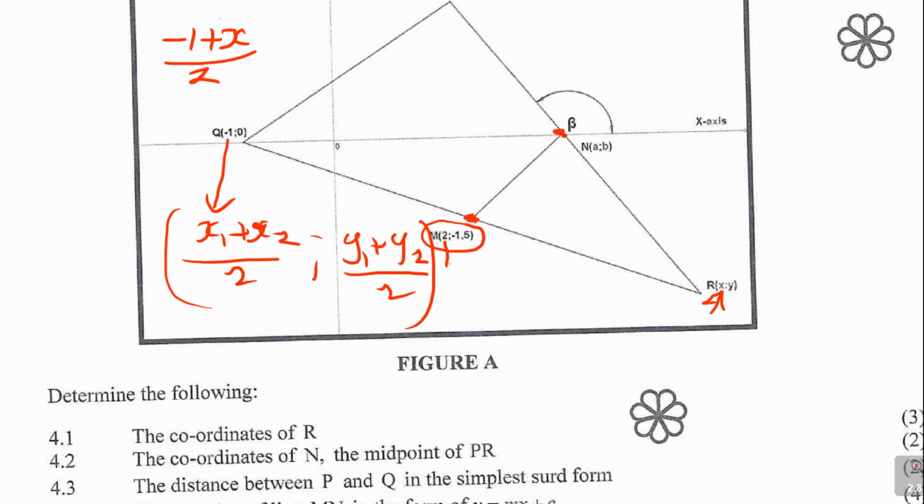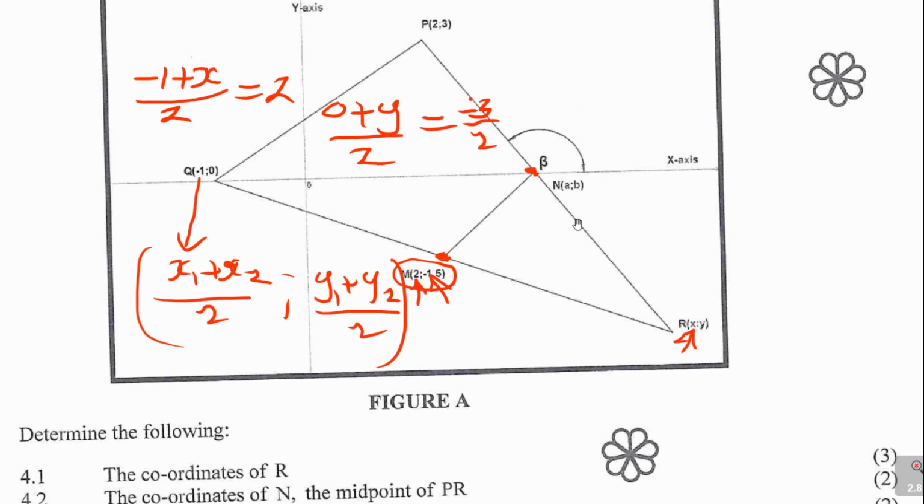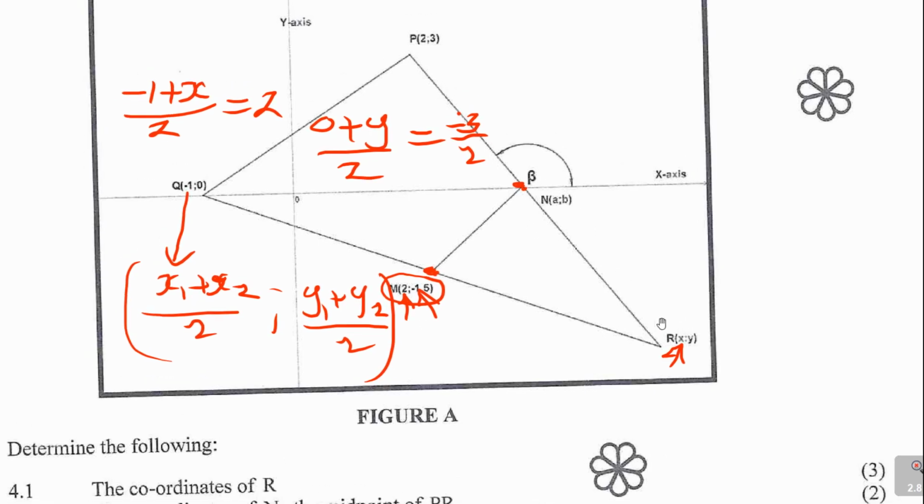We know what is the X value. They told us the midpoint there is equal to 2. Then you solve for X. And then the second one, for Y, Y1, it's 0 plus Y2 is Y over 2. And then the Y coordinate there is negative 1,5, which is negative 3 over 2. Then you solve for X and Y there. And then the coordinates of N, the midpoint of PR, the coordinates of N there. Now you know R, you are using the same formula to find that.